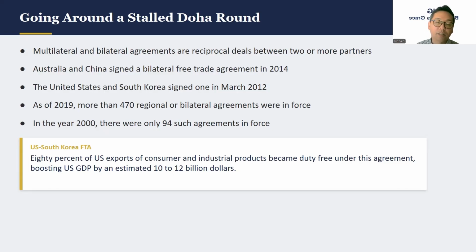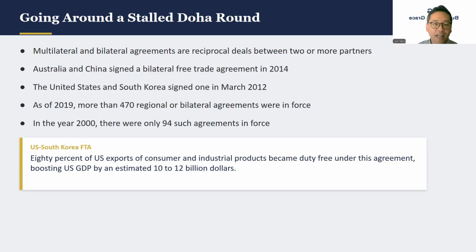By 2017, 95% of bilateral trade in those categories was expected to be duty-free. Economists estimated this agreement would boost U.S. GDP by $10 to $12 billion. These deals are allowed under WTO rules as long as countries notify the WTO.